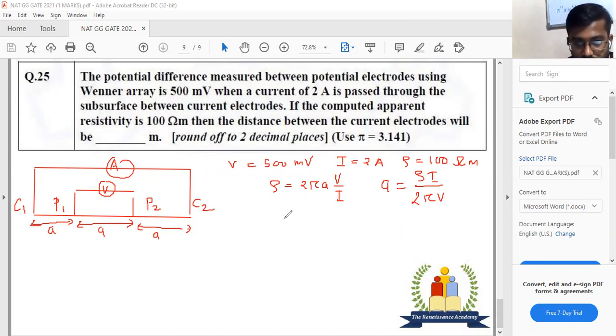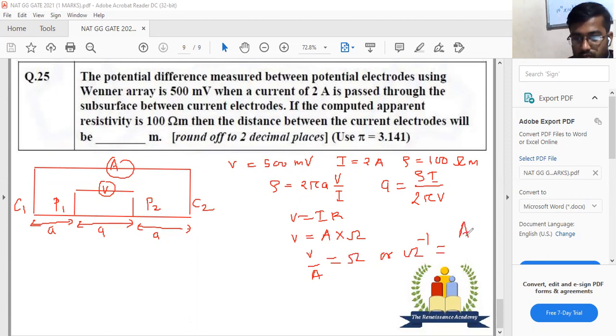Now first let us understand the SI units. V is equal to I R. The SI unit for current is ampere and for resistance is ohm. So voltage means ampere multiplied by ohm. If we shift A to the left-hand side, V by A is nothing but ohm, or ohm meter per ohm means A by V. We need to use this concept.